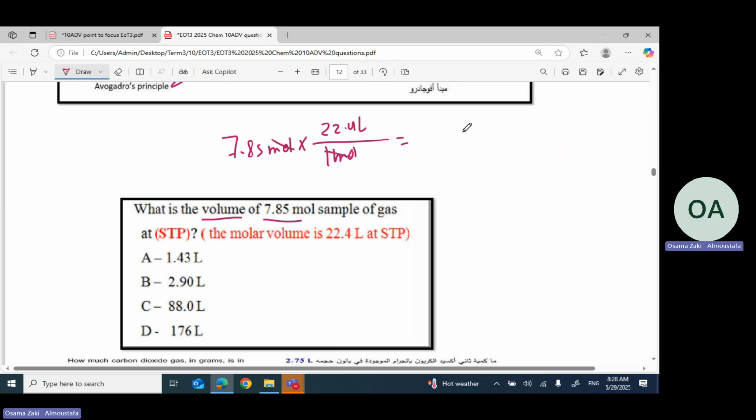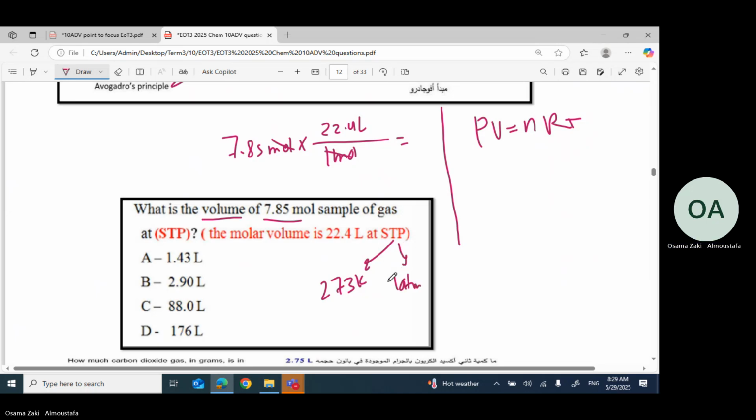By the way, you can solve it using the ideal gas law, which is PV equals nRT. But they said STP. STP means that temperature is 273 Kelvin and pressure is 1 atm. So pressure is 1, volume we don't know, number of moles is 7.85, times R, which is 0.0821, times temperature, which is 273. So then you can find the volume.